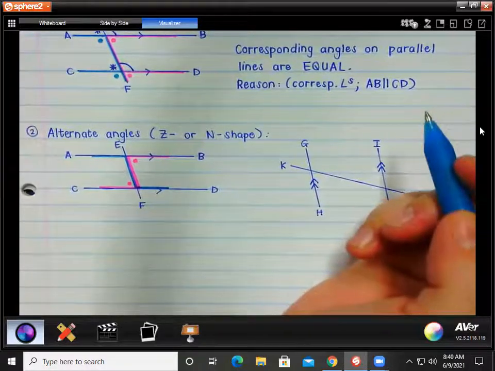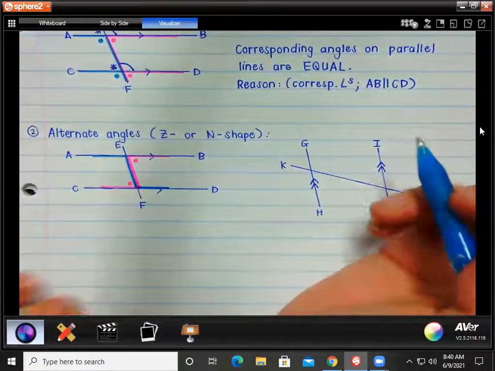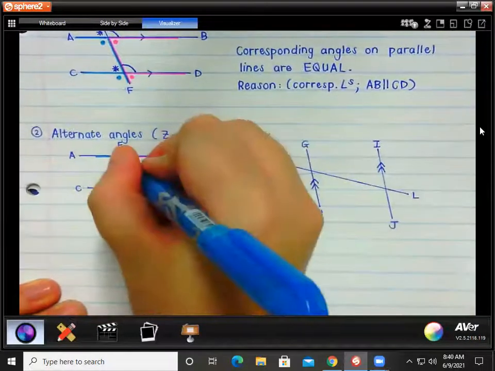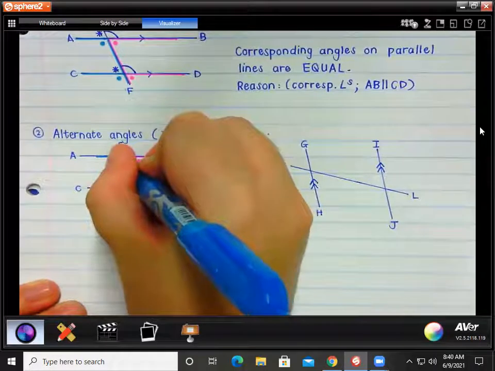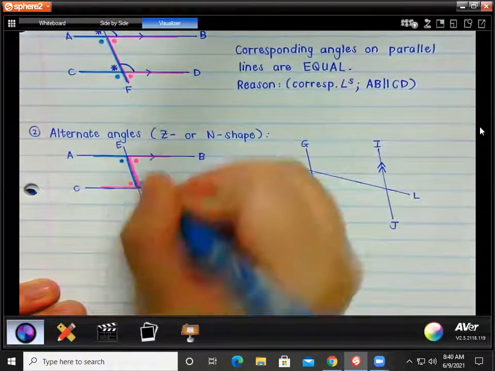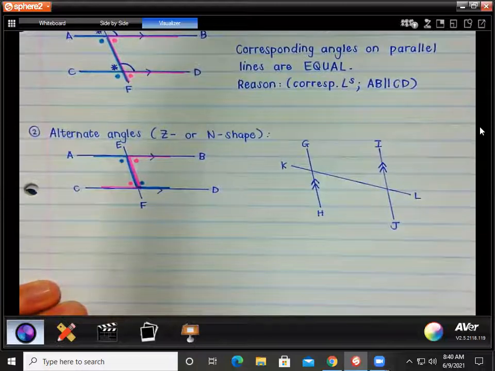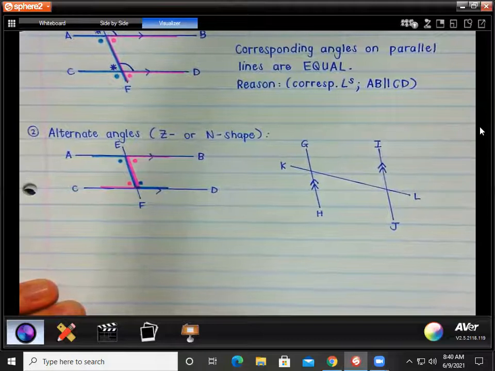This is like a stretched out one, right? Now again, because these lines are parallel, this angle will be equal to that angle there. Right, so it's like the angles that are in the Z in a sense.